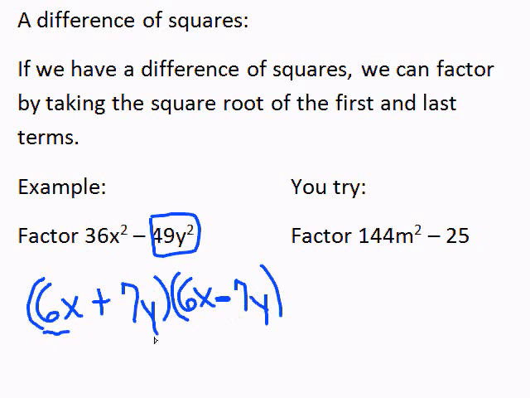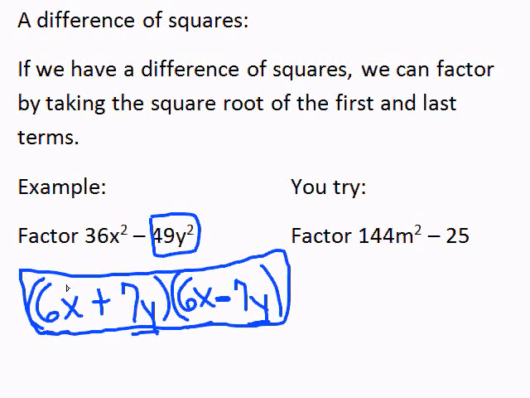that goes in our first term spots, and we take the square root of the second term, and that goes in the last spots, and we do a plus and a minus in between the two. This is really just a shortcut to factoring by other methods, but if you notice this pattern, it will work this way every single time. Go ahead and try to factor 144m squared minus 25 on your own, pressing pause, and when you're ready to see the answer, please press play.